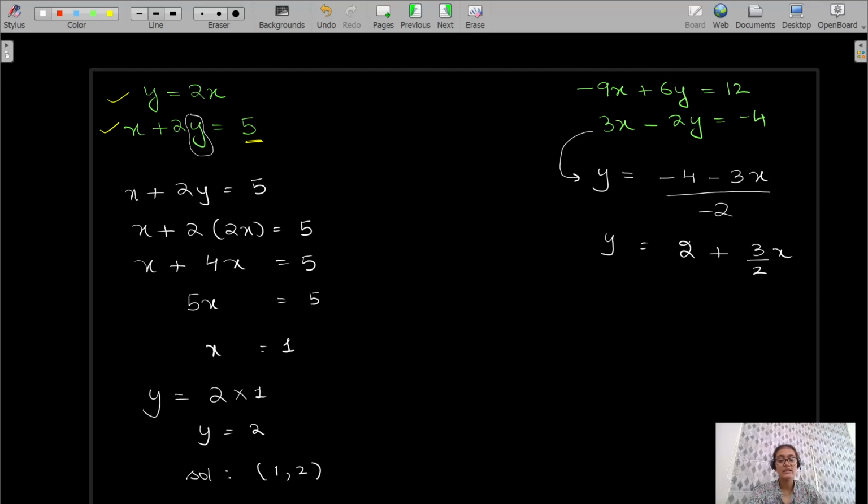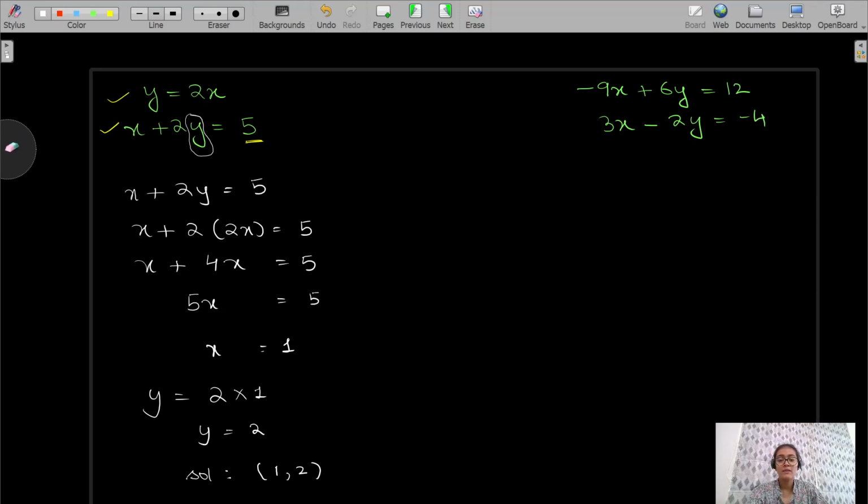I don't feel comfortable with this expression. You will have to substitute this in the first equation. Instead of doing this, here we can use the elimination method. The elimination method says that you have to eliminate any one variable. So we will try to eliminate a variable. Suppose you want to eliminate the variable x.